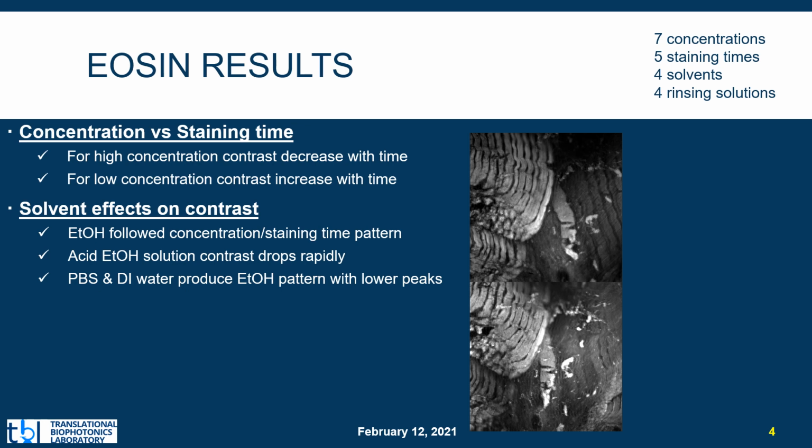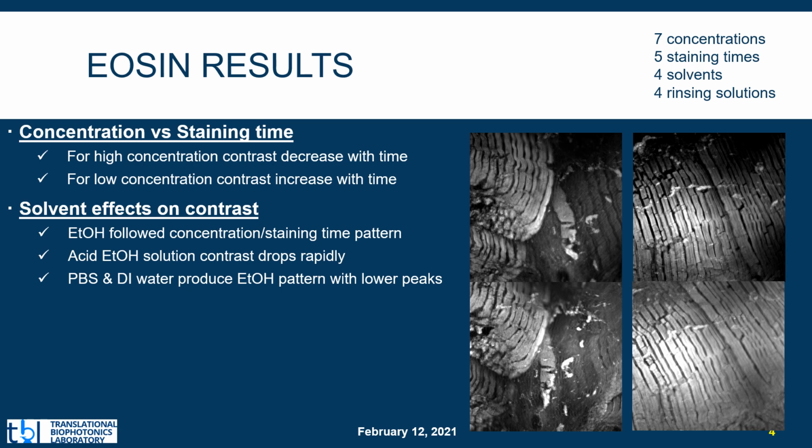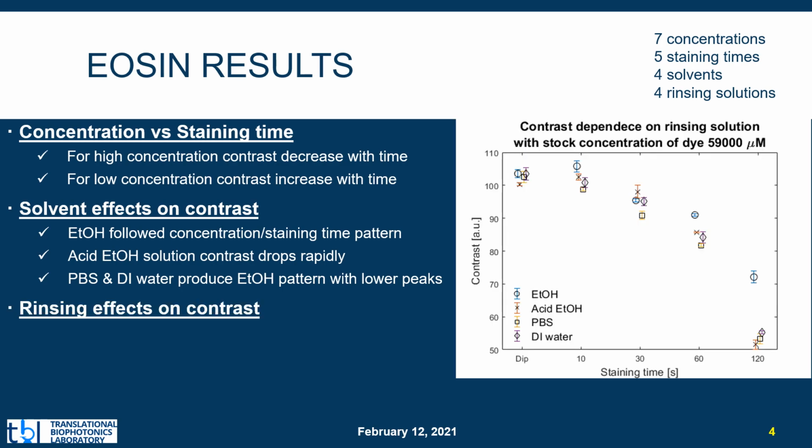When we show the highest and lowest contrast for acid ethanol at this concentration, we can see that on the highest contrast image we can see fine structure and details in the muscle fiber, compared to the low contrast image where the signal is still high but no details in the muscle fibers are visible, indicating that the best contrast with acid ethanol is achieved with staining times as short as a quick dip.